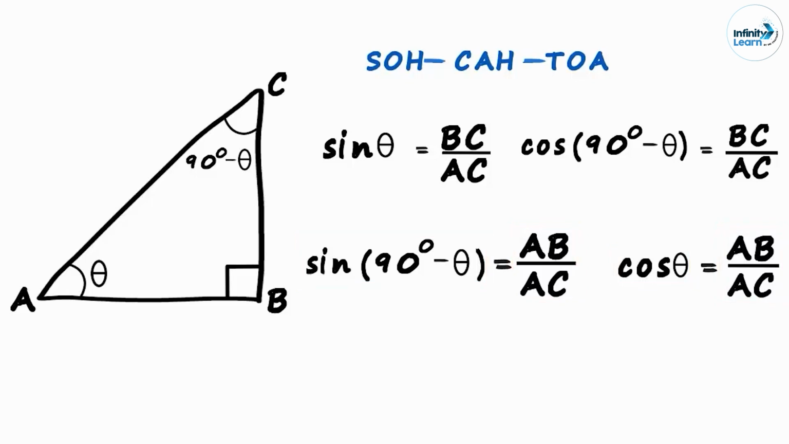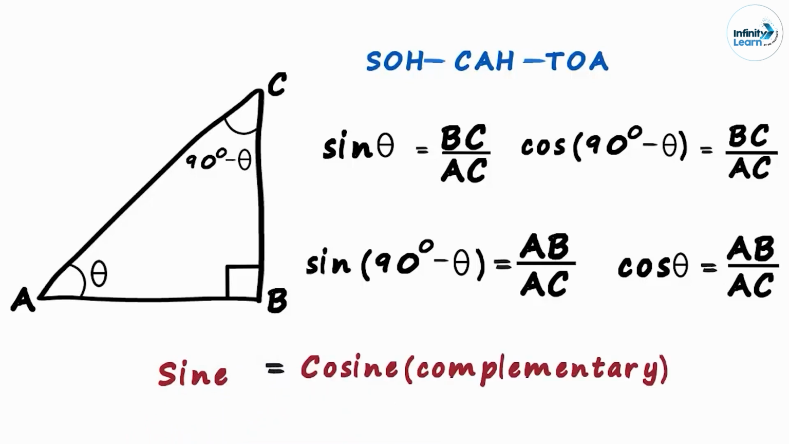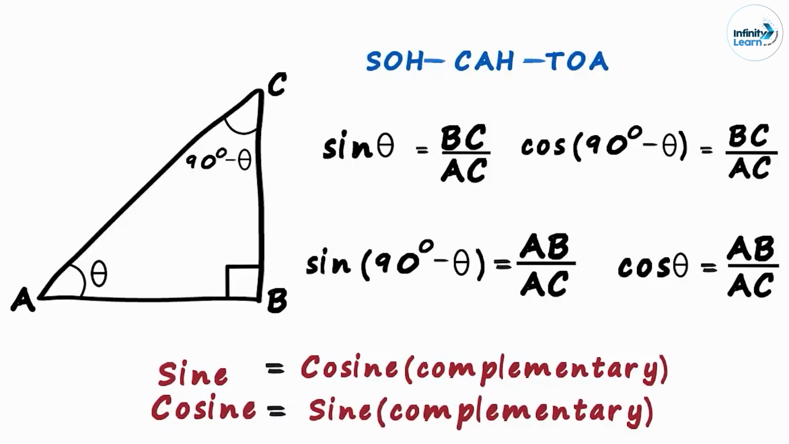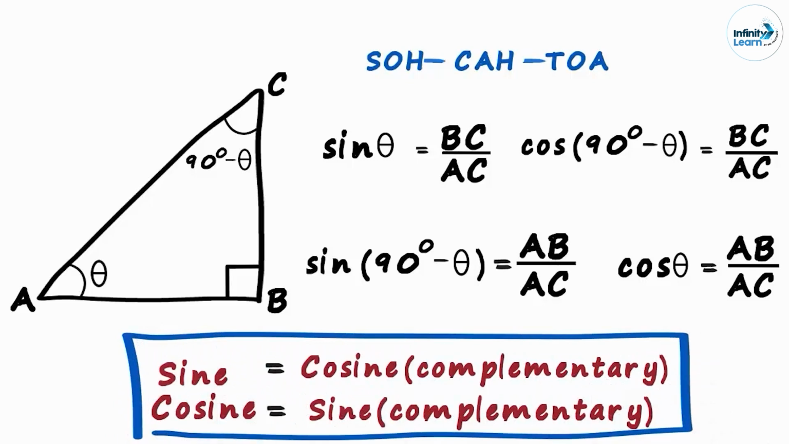So remember these two things. The sine of any angle will always equal the cosine of its complementary angle, and the cosine of any angle will always equal the sine of its complementary angle. Hang on, that's not all. We will look at more special relations later. Until then, keep these two special relations in mind.